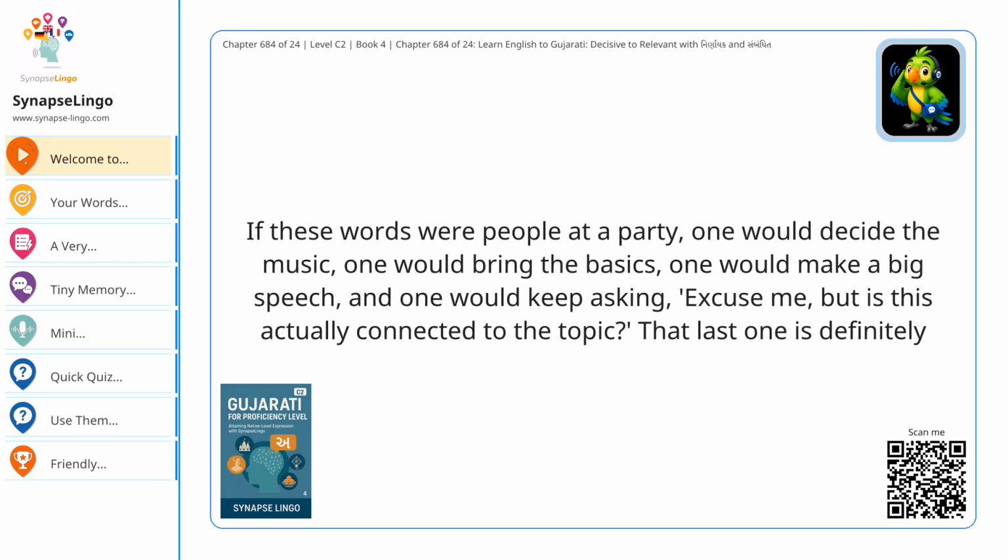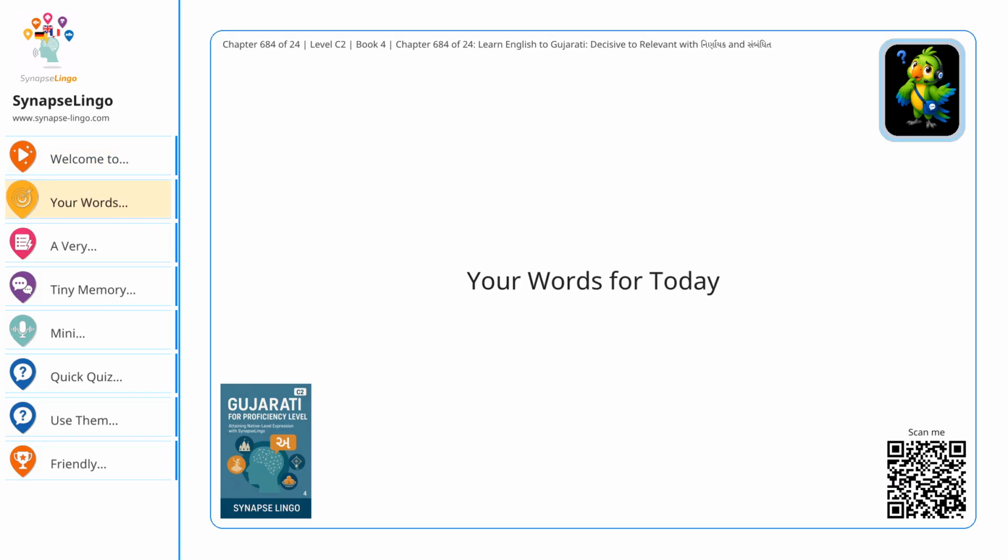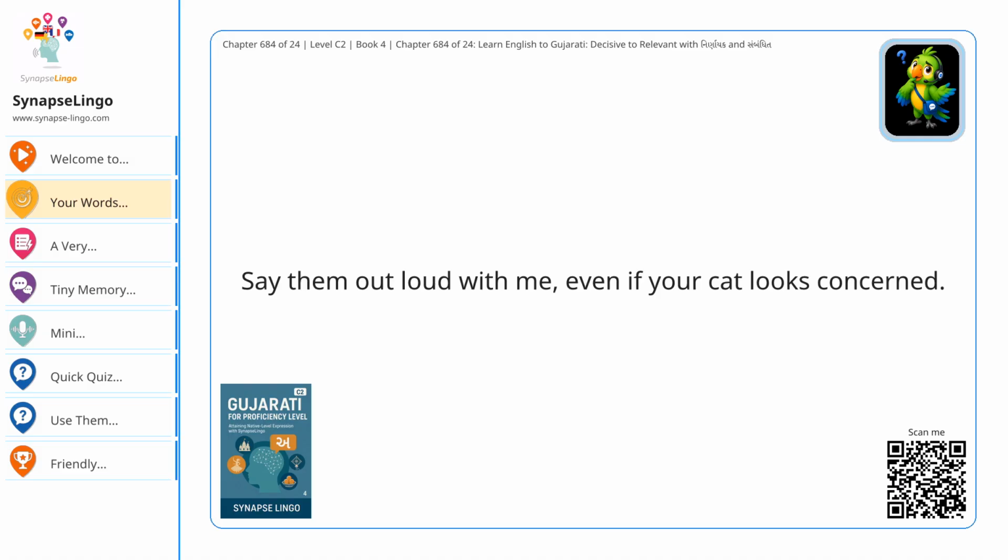If these words were people at a party, one would decide the music, one would bring the basics, one would make a big speech, and one would keep asking, "Excuse me, but is this actually connected to the topic?" That last one is definitely संबंधित. Those are your words for today. Let's meet the vocabulary one by one. Say them out loud with me, even if your cat looks concerned.